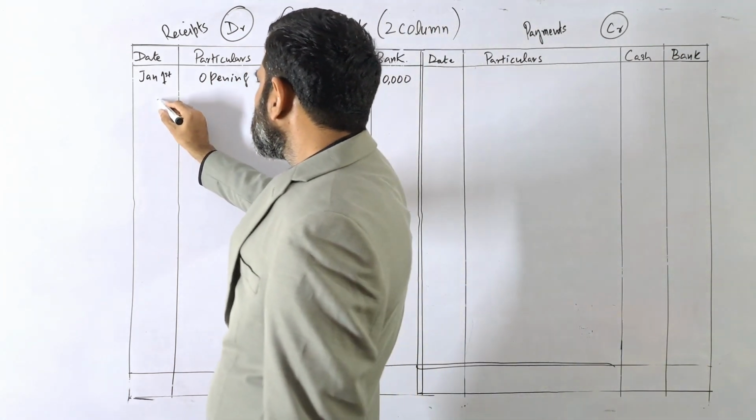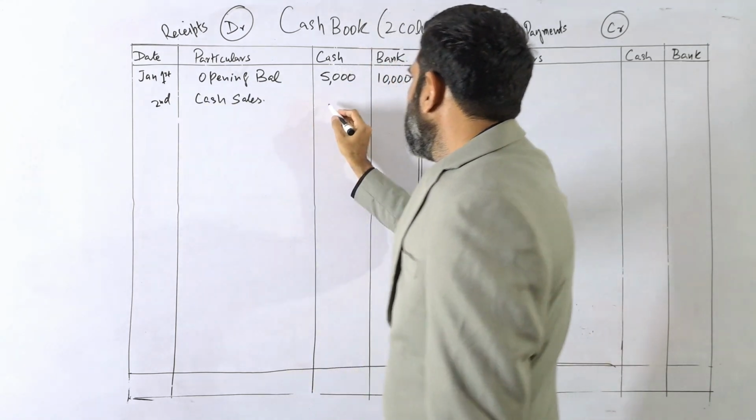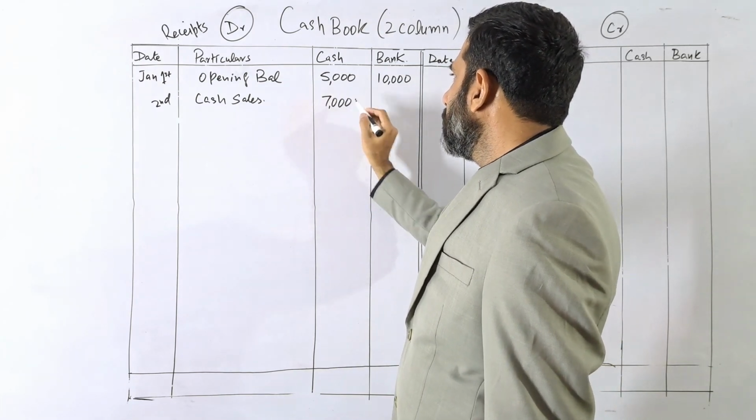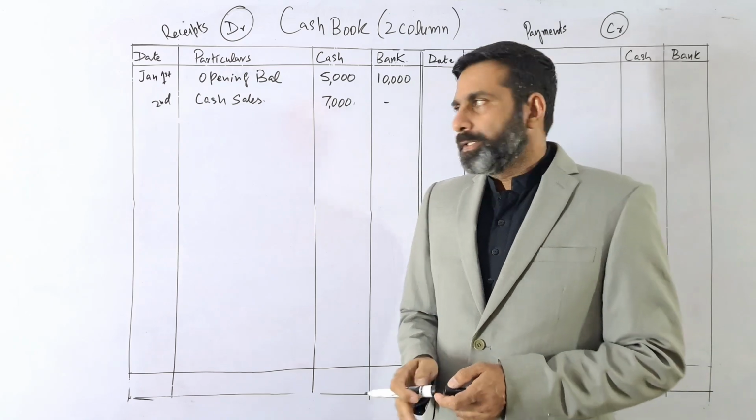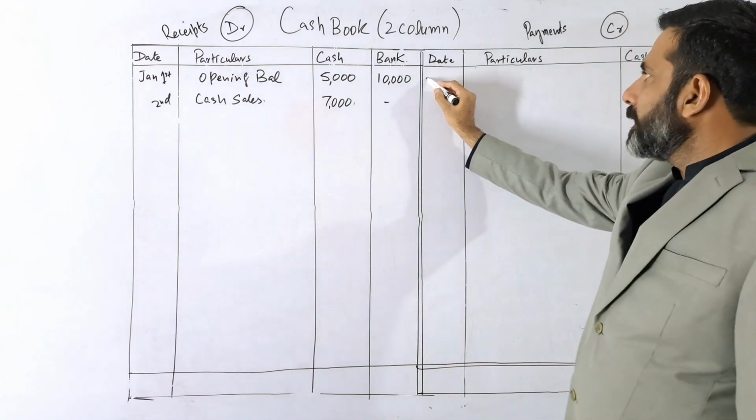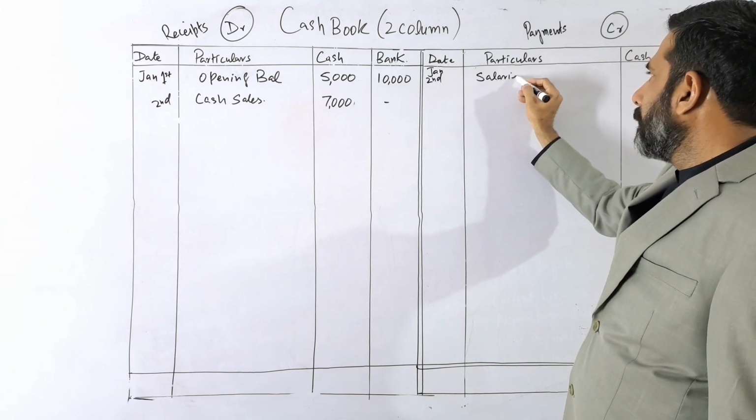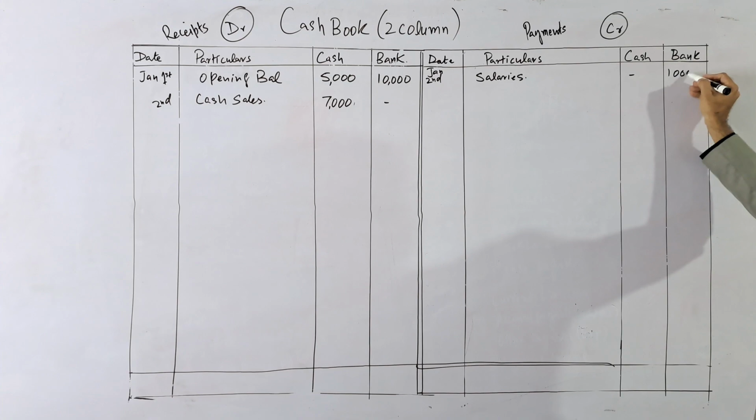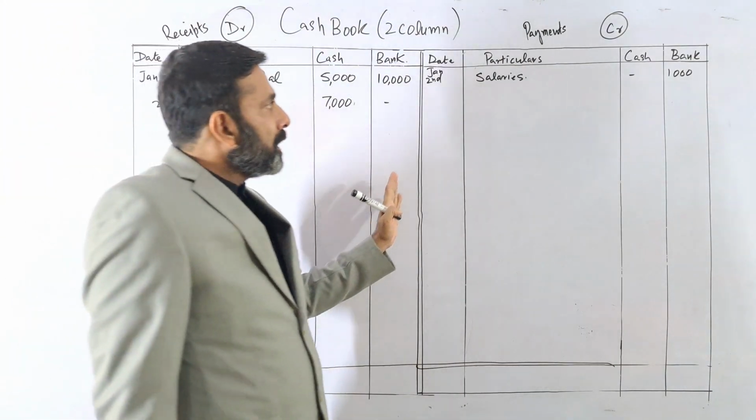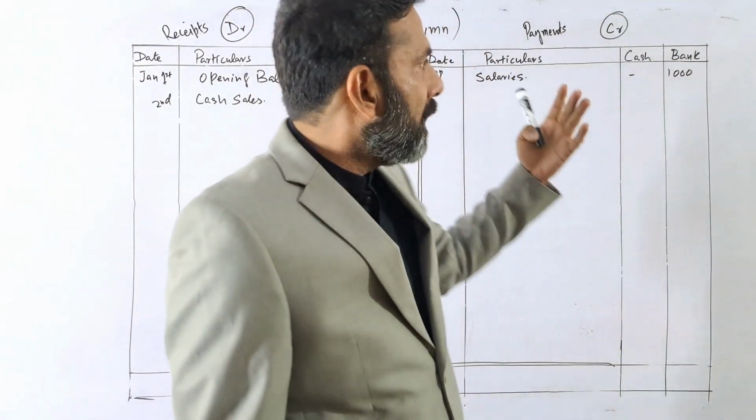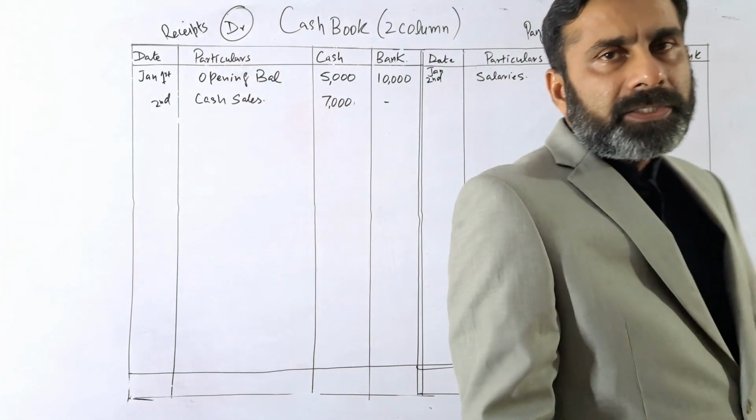Let's say on the 2nd of January there is a cash sale of 7,000. It means it is recorded only in cash in hand because the customer has given hard cash. Now, for example, on the same date, the 2nd of January, you have paid the salaries, let's assume $1,000, but paid through the bank. It means we have $10,000 in the bank account, and on the 2nd the business has to pay salaries of $1,000. So that $1,000 you have paid from the bank. 10,000 is available in the bank and 1,000 is paid from the bank.